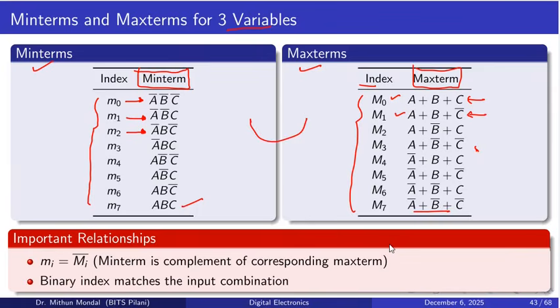If we observe the relationship between these min terms and max terms, we find that the min term is basically the complement of the corresponding max term. So we have mi equal to capital Mi bar. Both are complements of each other. The binary index matches the input combinations. For example, m7 is a, b, c, which is the product, and M7 is a bar plus b bar plus c bar, with the same index 7.